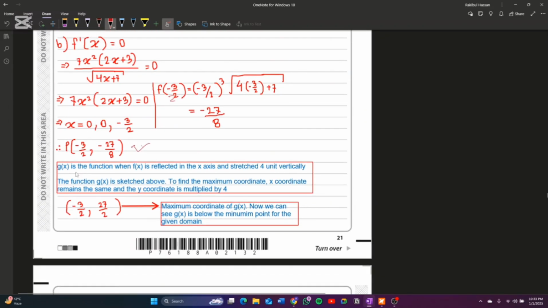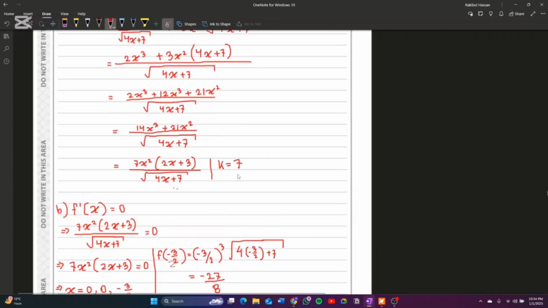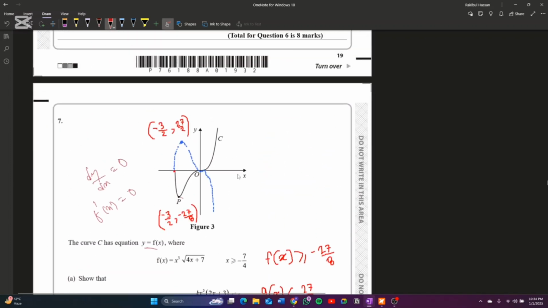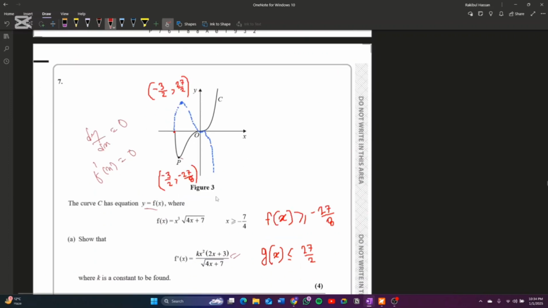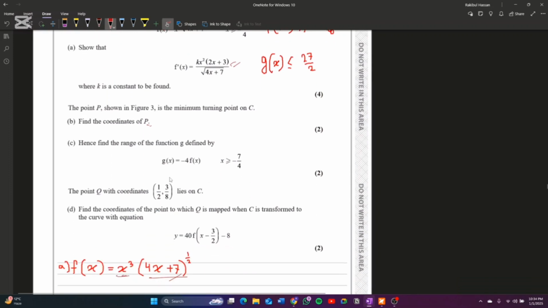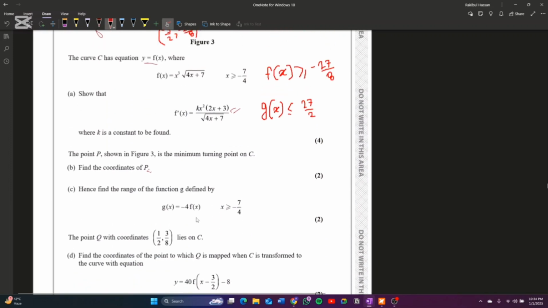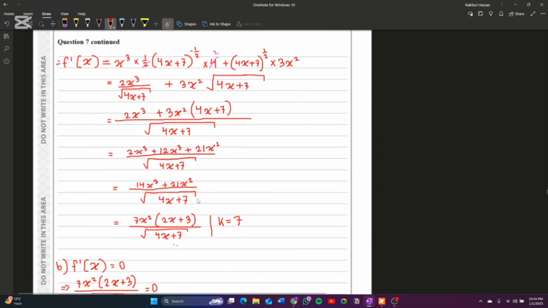So g of x is a function which is f of x reflected in the x-axis and stretched 4 units vertically. Okay, the function g of x is sketched in the above figure. So this is the function g of x that we can write. It's a stretched version of this, right? This is like a stretched version, and so what did they ask? We have to find the range of the function.